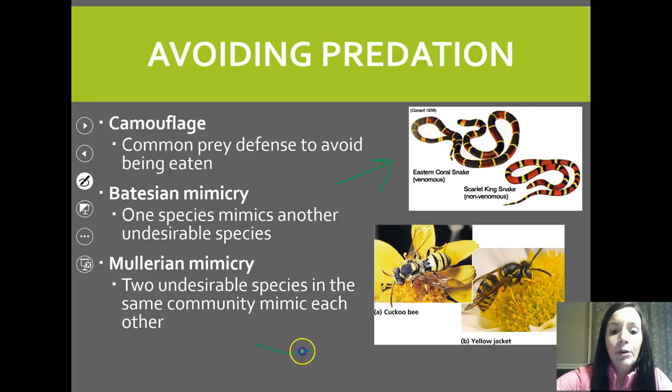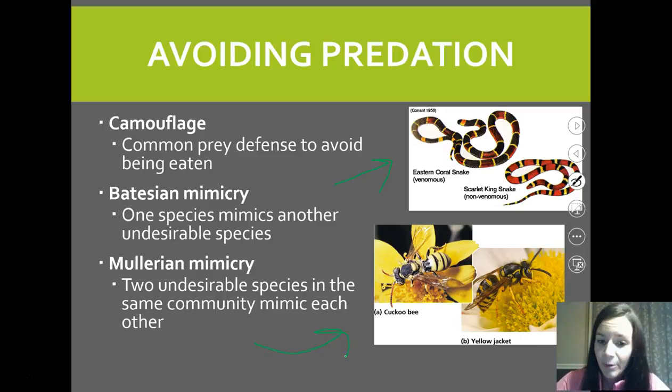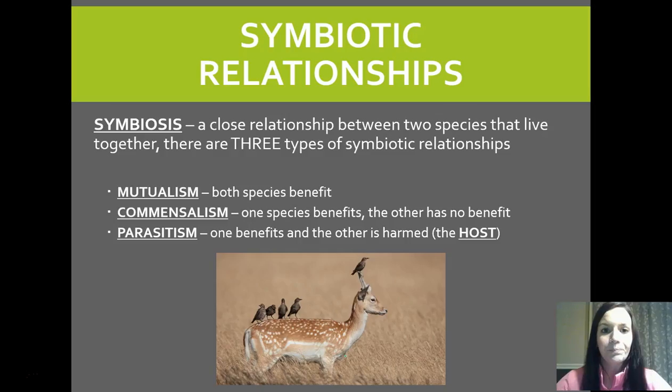In Müllerian mimicry, 2 undesirable species in the same community mimic each other. If you look here at these wasps, they're both capable of stinging, causing harm, and they all kind of have the same coloring and other features that make them look the same.